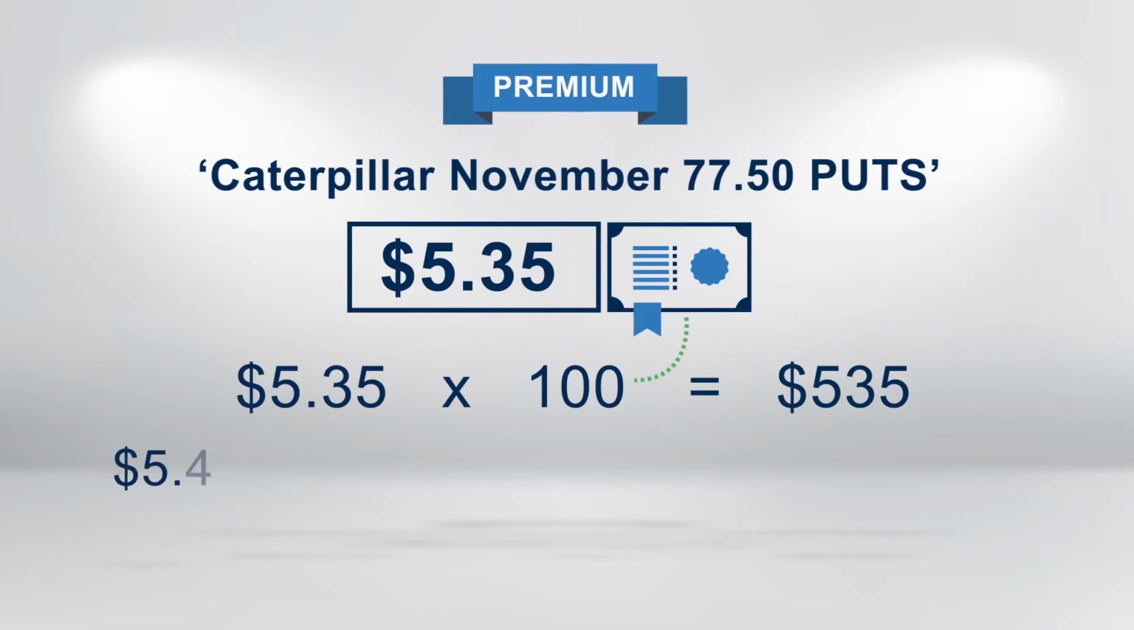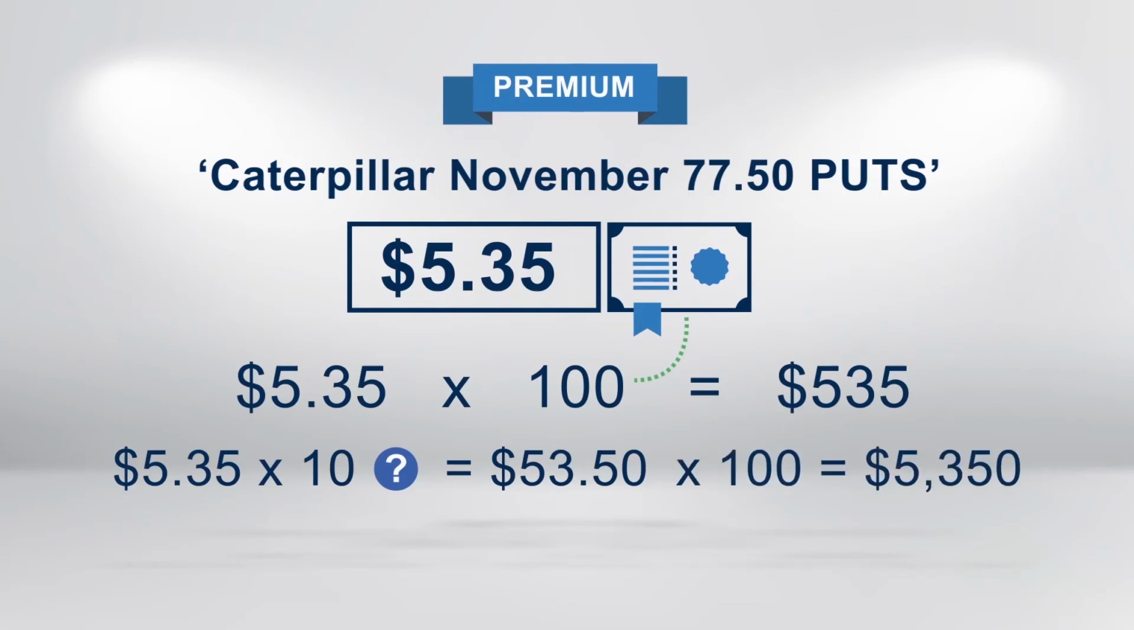What if you decided to purchase 10 contracts? How much would you pay then? You'd pay $535 multiplied by 10, totaling $5,350.